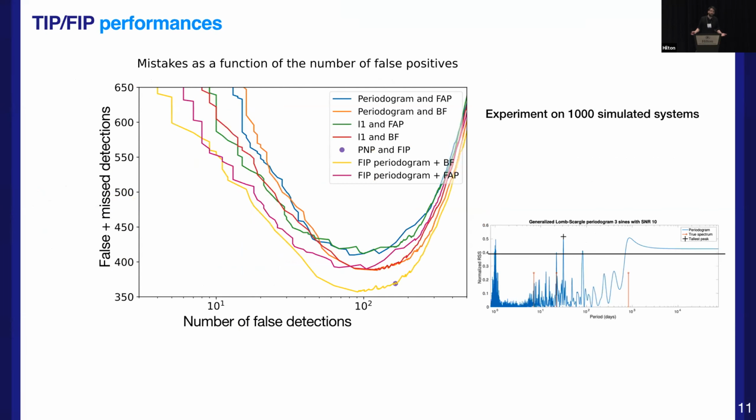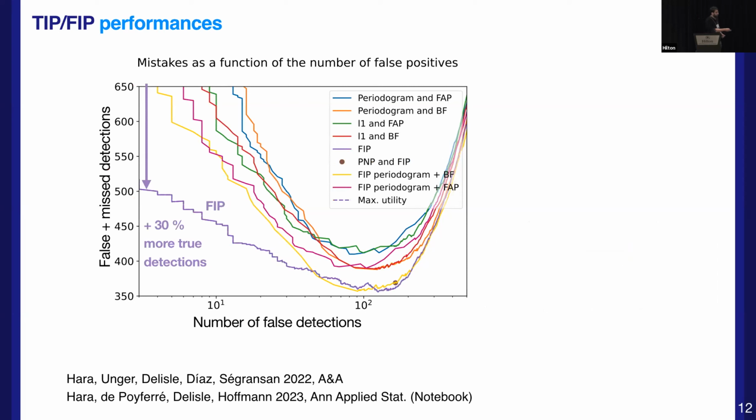Okay, so how does it perform? We did all this work, all this math, for what? For this. So this is the performance of the new criterion. So for a low tolerance to false detections, on this particular simulation, you have 30% more true detections.